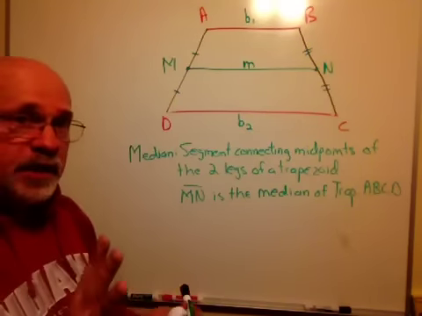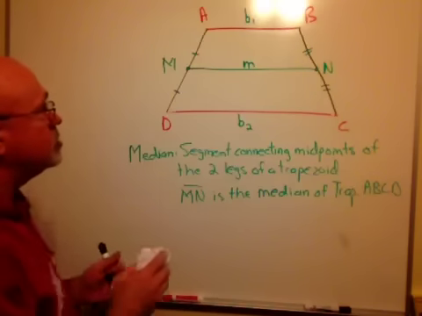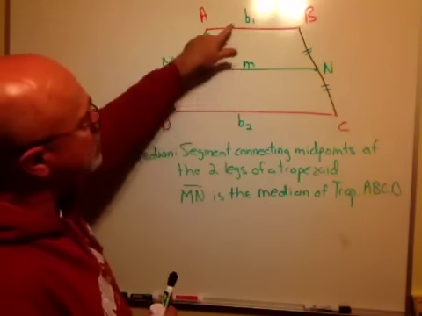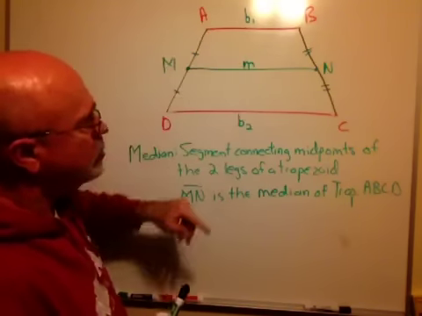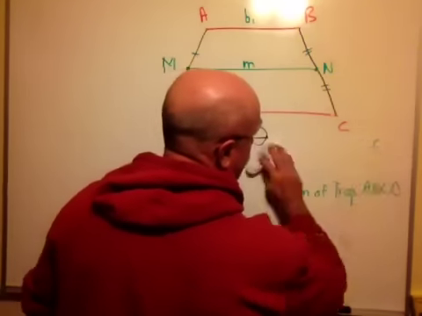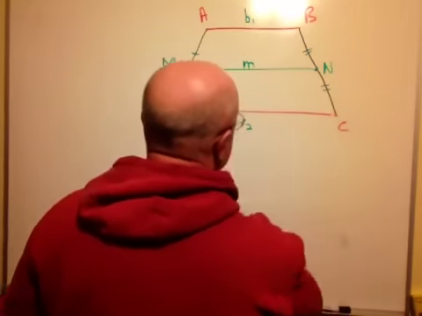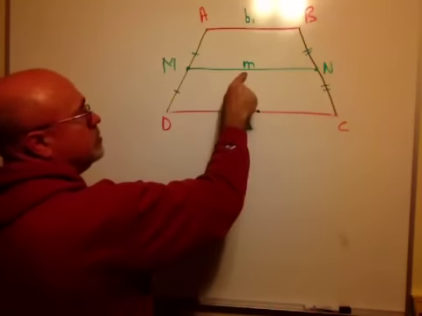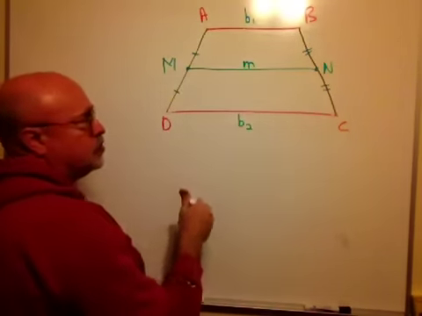You might want to pause me now and get that term down in your notes. I'm going to set us up for a problem that's going to allow us to figure out the length of the median given that we know the length of the two bases. So we have a formula, a theorem if you will, that says the length of the median is just the average of the two bases.